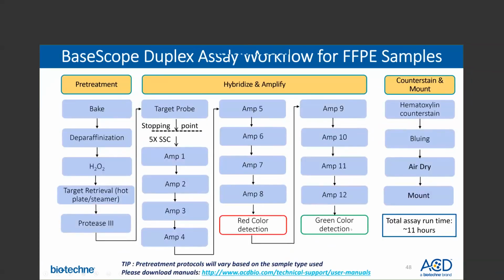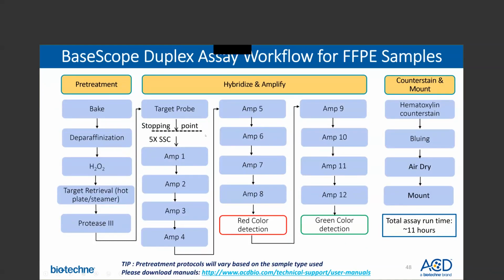And the green chromogen is both alcohol and water sensitive. Again, shown here is the Duplex assay workflow for FFPE samples. The workflow starts with the pre-treatment, followed by hybridization of the target-specific probe, followed by a series of amplification steps. You would then do the red chromogen detection, followed by another series of amplification steps, and then you would do the green chromogen detection for the second mRNA, then counterstain and mount. The total assay runtime is 11 hours or longer.